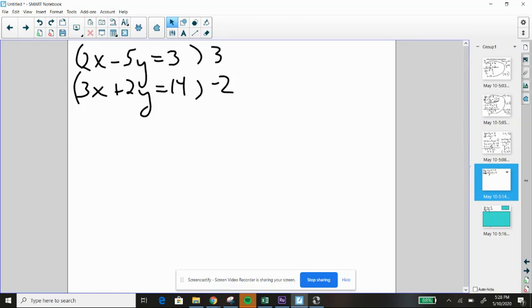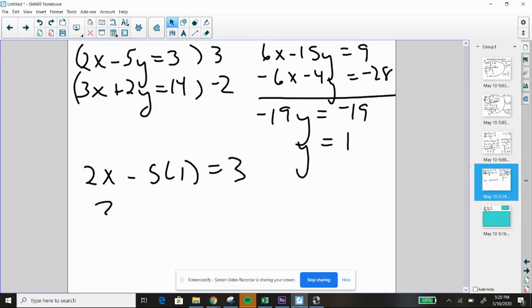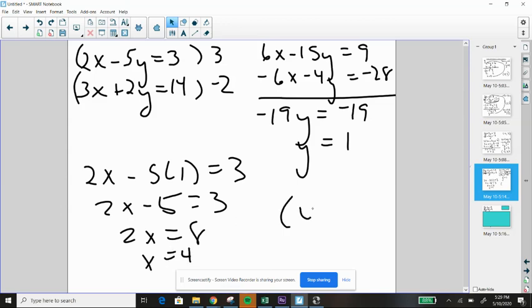So when I do this, I get 6x minus 15y is 9, and -6x minus 4y is -28. Add them together, I get -19y equals -19, so y is 1. And then I just do my substitution. Plug it into the first equation or the second, whichever one you want, and solve. And I get 2x minus 5 is 3, 2x is 8, so x is 4. So my final ordered pair is (4, 1).